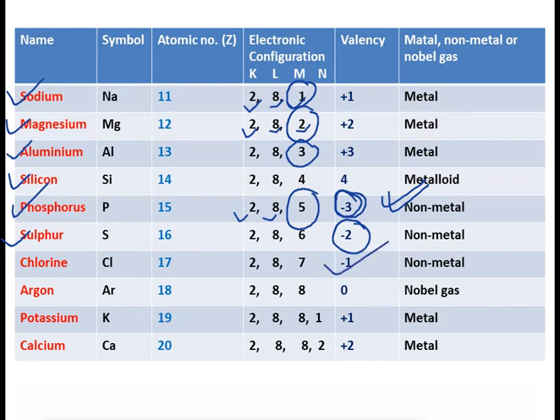Argon, noble gas again. So it is having atomic number of 18, and the symbol is Ar. Electronic configuration 2, 8, 8. You can see 8 electrons are present in the outermost shell.